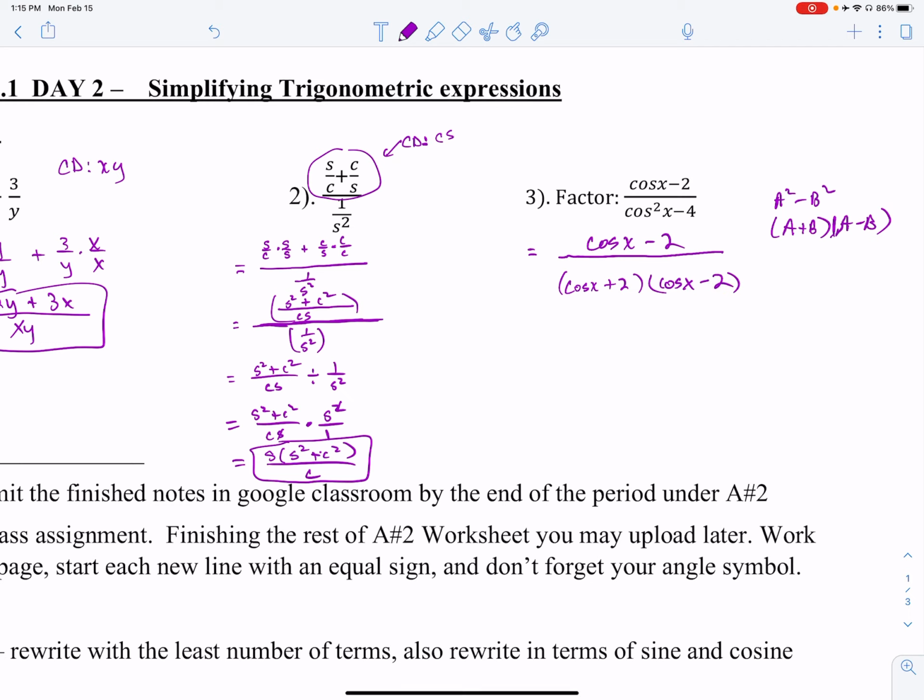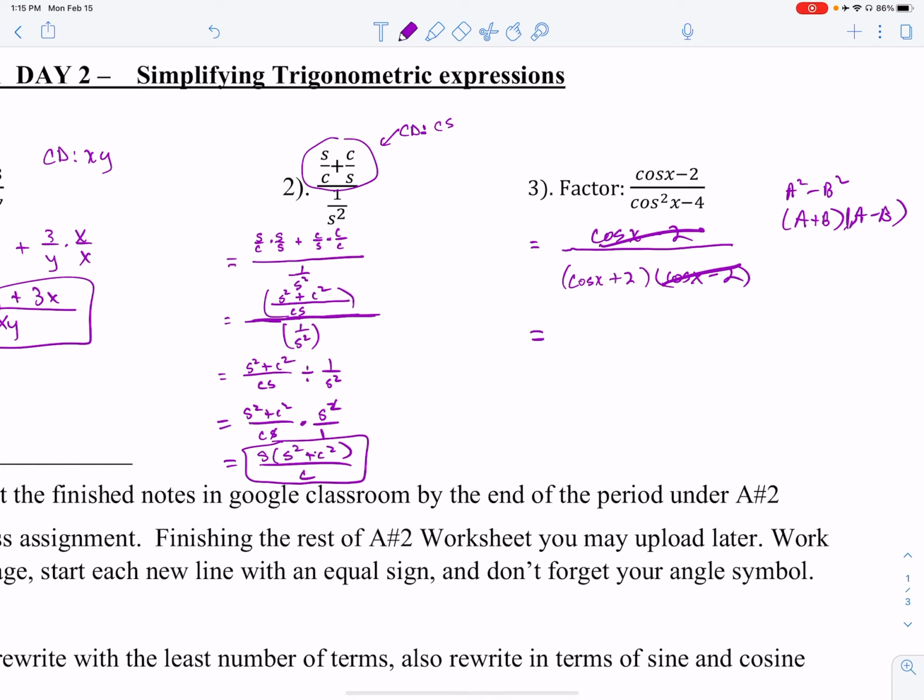minus 2. Now when you go to cancel these, I sometimes see people cancel this cosine with that cosine, and that 2 with that 2. That's not correct. That's not the way to think about it. Let me back this up. You think of it as this factor cancels that factor. What I am left with here is 1 over cosine of x plus 2, and that's how we need to leave it.